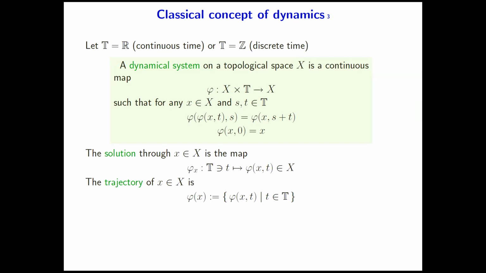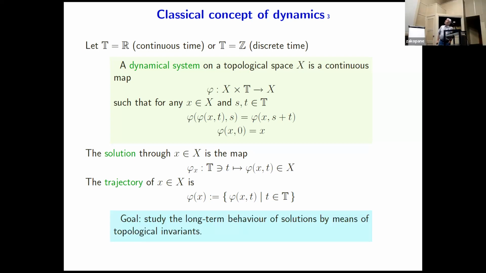Let me recall that once you're given such an abstract dynamical system, then you can speak about the solution through x. It's just the map which sends t to phi of x, t. And the trajectory is just the image of this map. And the goal is to study the long-time behavior of solutions. So you want to predict the future, what eventually will happen with the dynamical system.